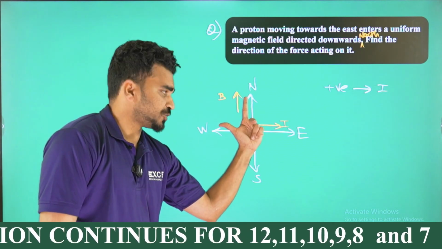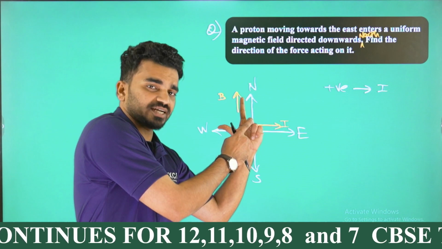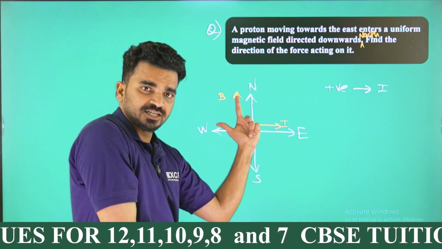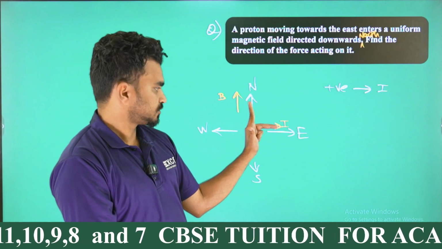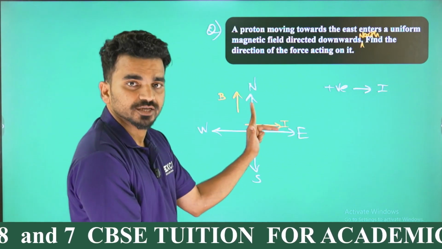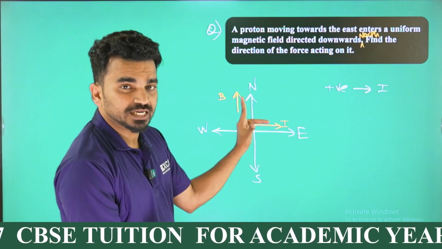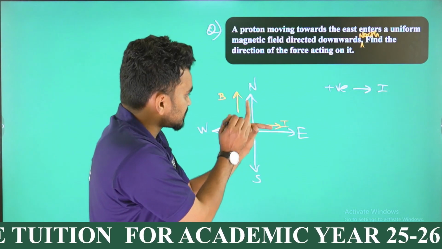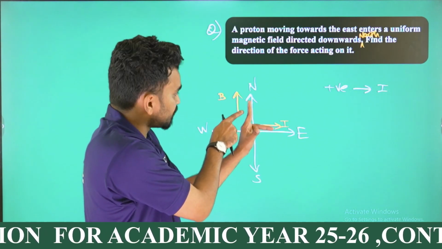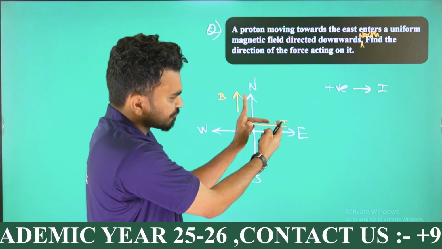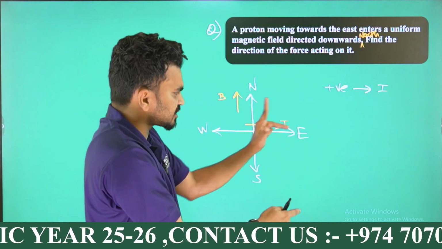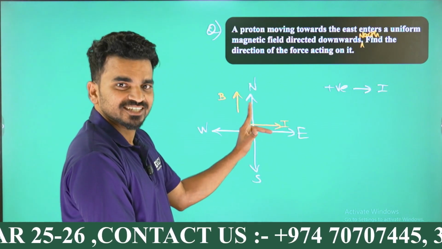And is that correct? No. This finger is for current, right? Current is in that direction, so I'm going to rotate this one and make it along the current. Okay, it comes this way. Let me confirm once again. This is the magnetic field, up here on the north side, and this is the current towards east. Yes, it's perfect, right?